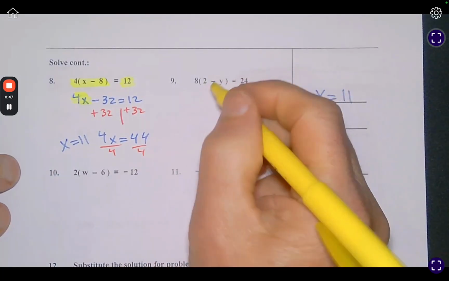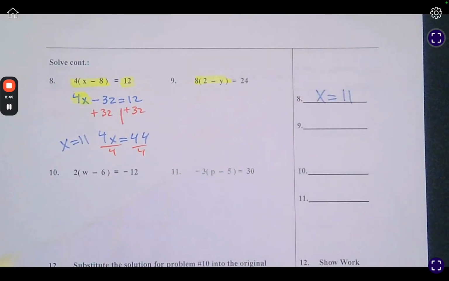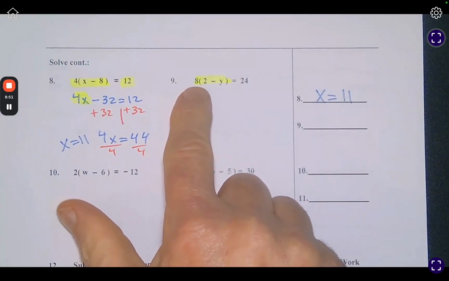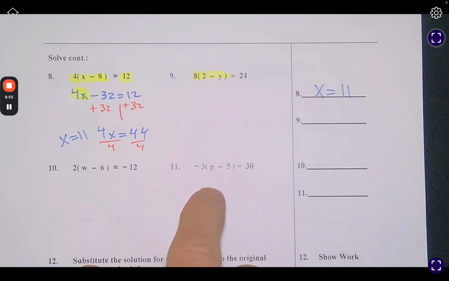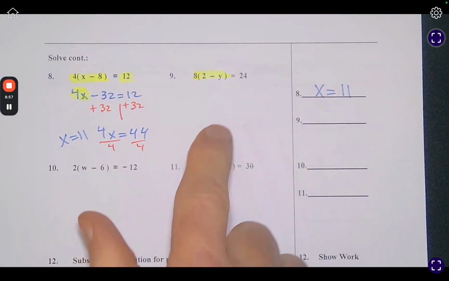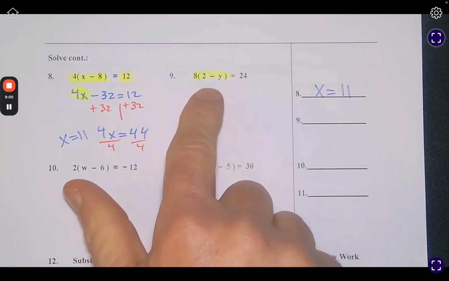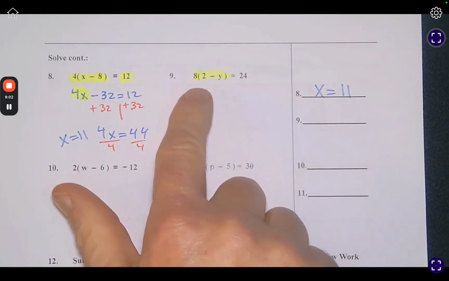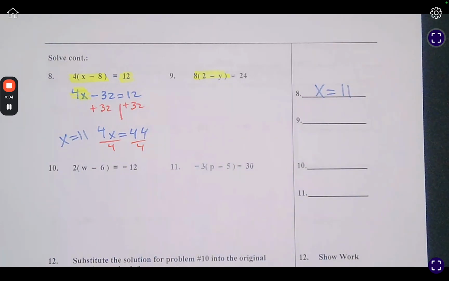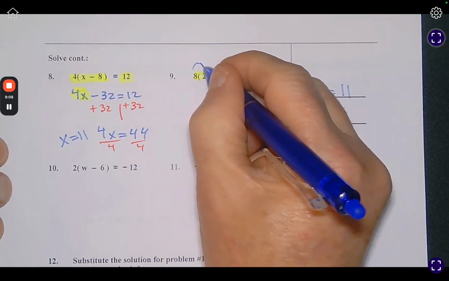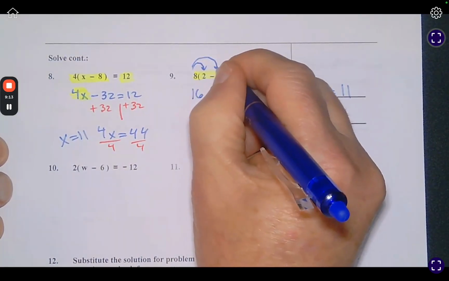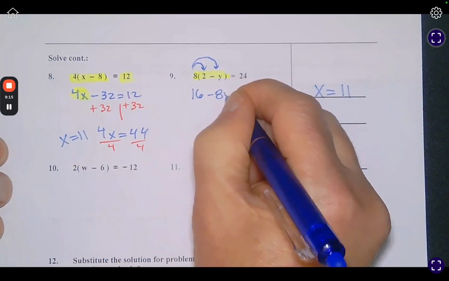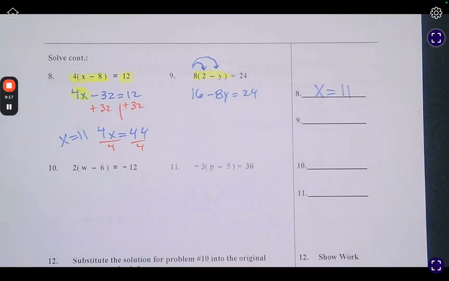Oh, I like this problem. I had to look at it again for a minute. This is distribution. That's distribution. I know when you have a number next to a parenthesis with no operation between them, operation being subtraction or addition, then that means multiplication. And if there's more than one term in the parentheses, that multiplication turns into something we call distribution. So I do 8 times 2. 8 times 2 is sweet, 16. 8 times negative 1 is negative 8y equals 24.